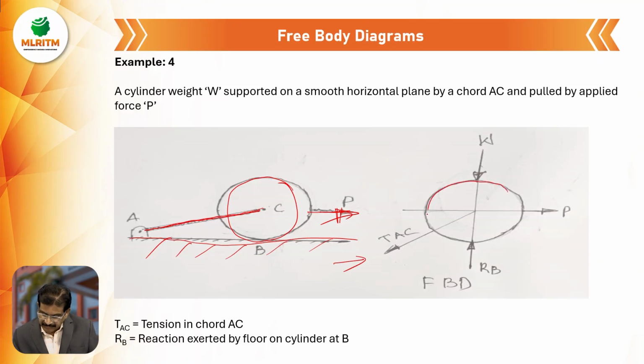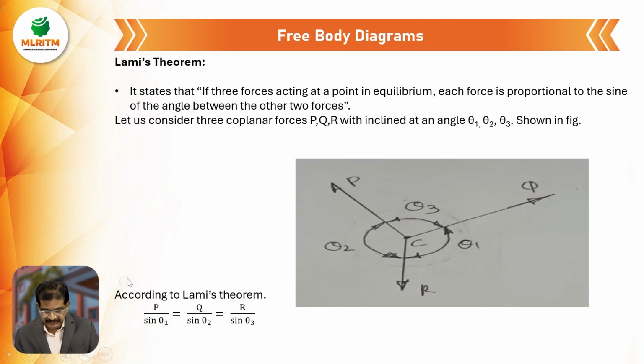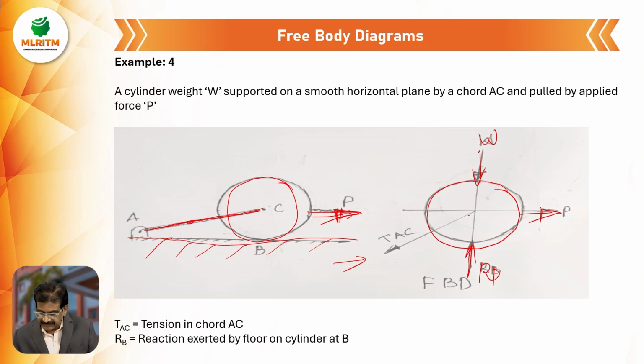Now draw the same diagram. Show the diagram, again showing the active and reactive forces. W is the active force and R_B is the reactive force. And the same force P we have to take. Because of this P, a tension is developed in the string. That tension is T_AC. Now this is the free body diagram of a cylinder supported on a smooth horizontal plane.